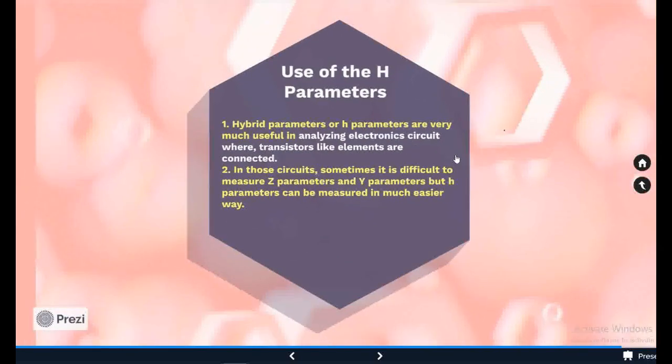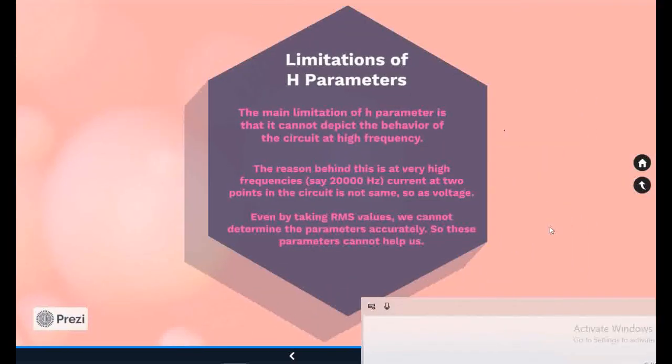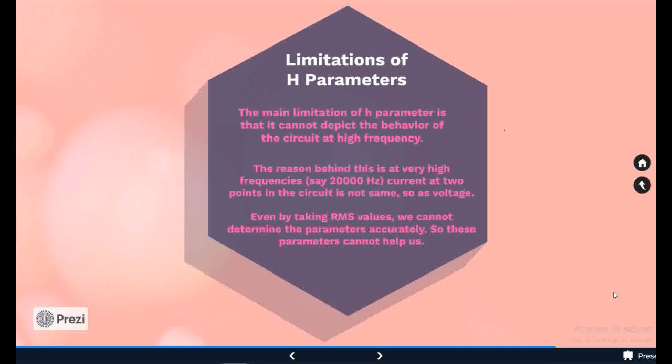The limitations of the H parameters. The main limitation of the H parameters is that they can't depict the behavior of the circuit at high frequency. The reason is that at high frequencies, the currents at two points in a circuit are not the same. Similarly, the voltage is also not the same. Even by taking RMS values, we can't determine the parameters accurately. So, the H parameters are not suited for analyzing any circuit at high frequencies.